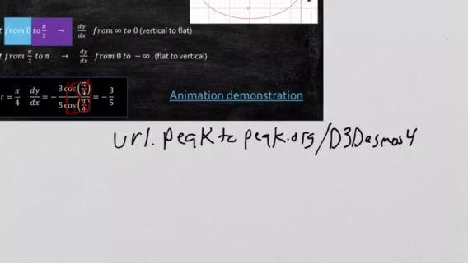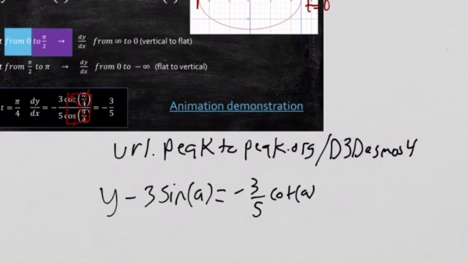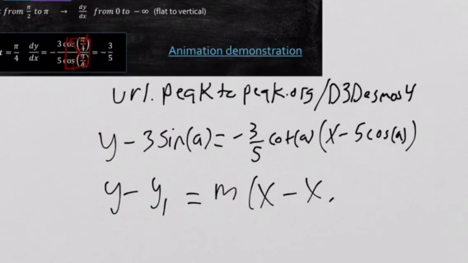You have y minus 3 sine a equals negative 3/5 cotangent a times x minus 5 cosine a. So why is that giving us the slope of the ellipse? Well, remember, what is the equation of any line through a certain point? It's y minus y1 equals m times x minus x1.